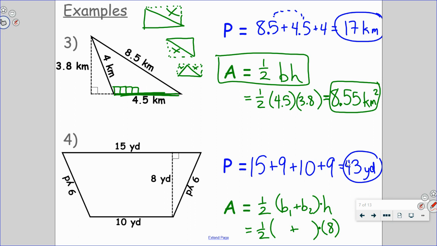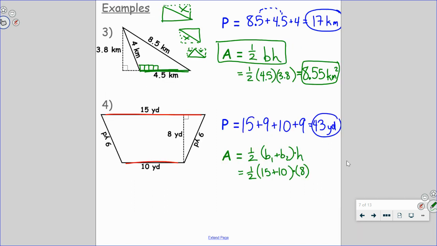Now the two bases are the two edges that are parallel to each other. So in this case, we'll have a sum of 10 and 15. Mind you, you could go in either order, right? Now, of course, you could do this mentally. 15 and 10 making 25. Think about half of 8 is 4. So 4 times 25. I didn't even need a calculator. Sometimes you will, though. All right, 100 what, Mr. Cowan? Well, here we're talking square yards. We're talking a two-dimensional area.